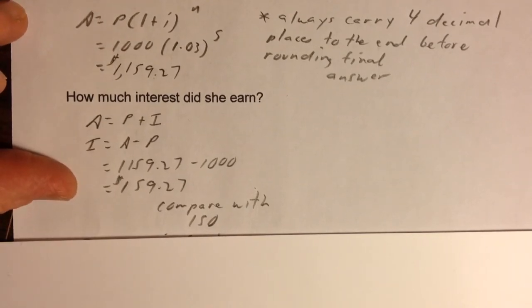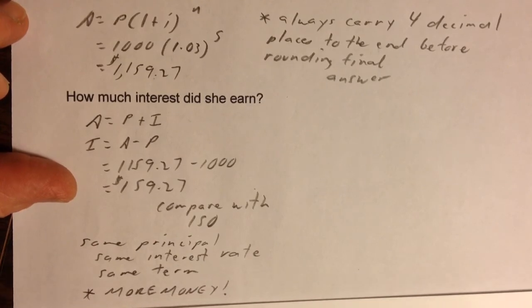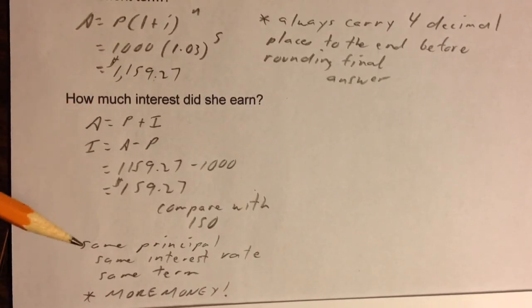So for the same principal, the same rate, and the same term, you get more money because you've got this compounding process going on, putting the interest earned in each period into the next period so that you get money growing based on the money added in previously.